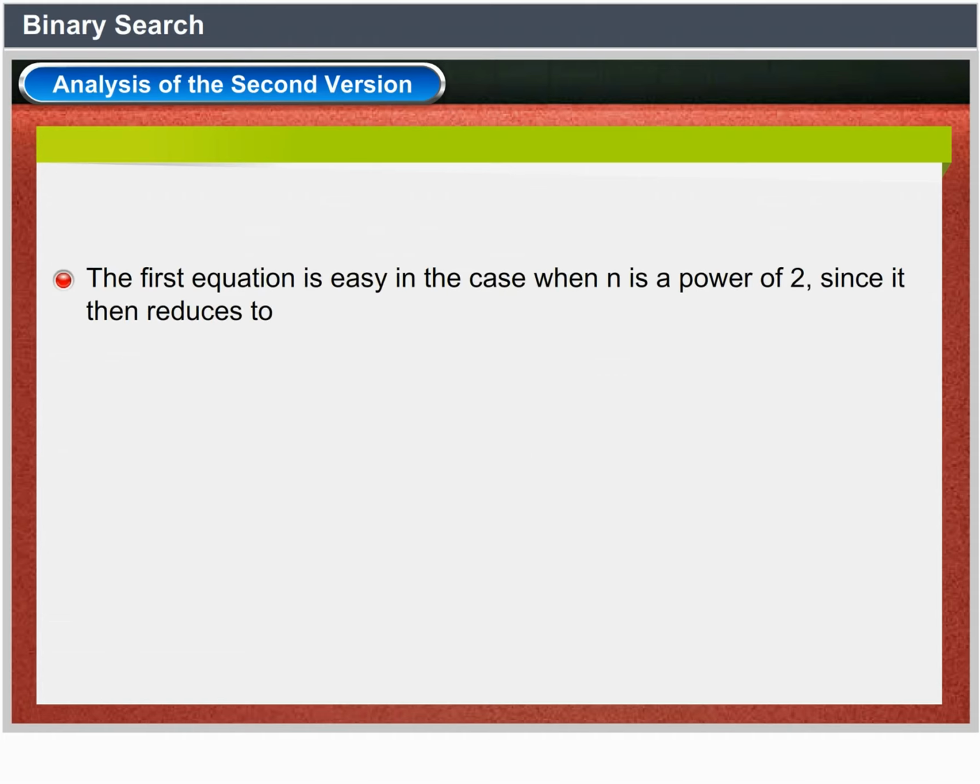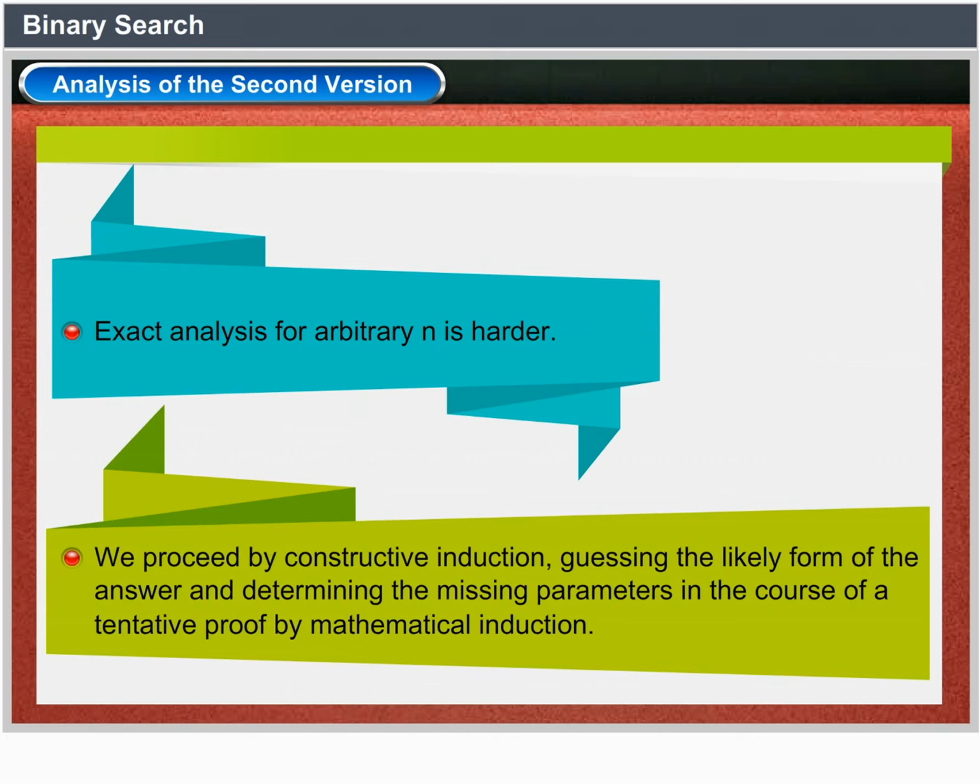The first equation is easy in the case when n is a power of 2, since it then reduces to a(n) = 2a(n/2) + n, where n is greater than or equal to 2. a(1) = 0. Exact analysis for arbitrary n is harder. We proceed by constructive induction, guessing the likely form of the answer and determining the missing parameters in the course of a tentative proof by mathematical induction.